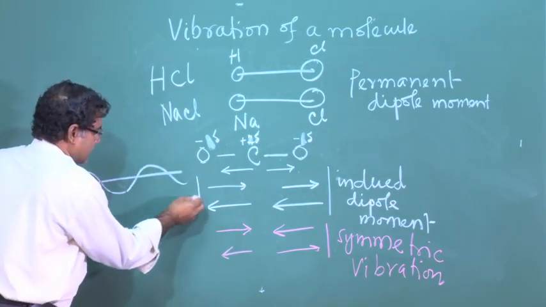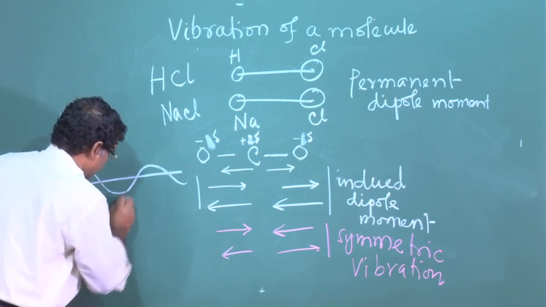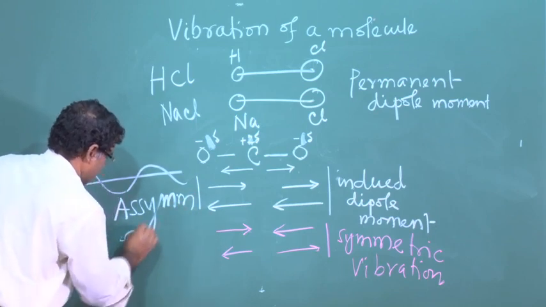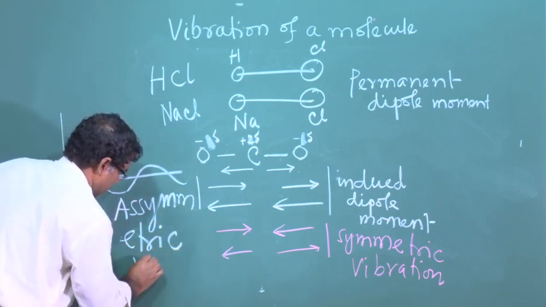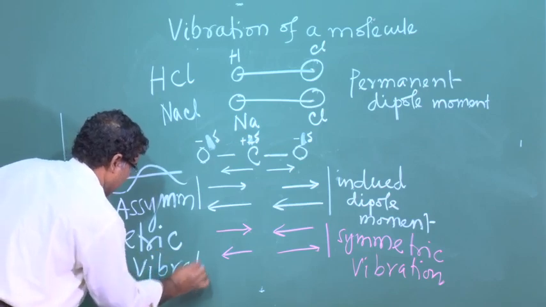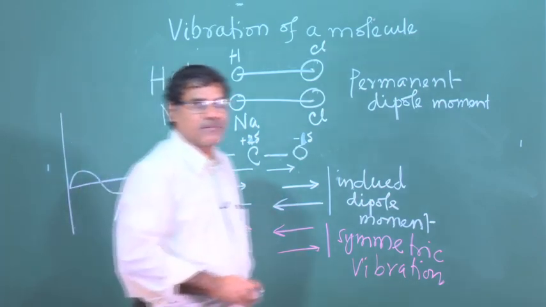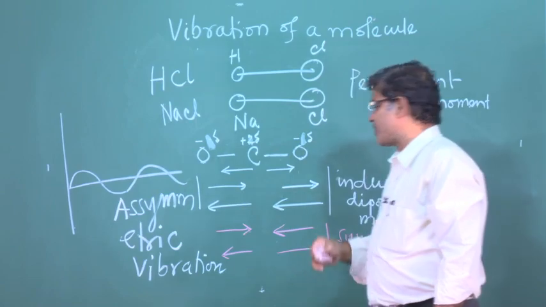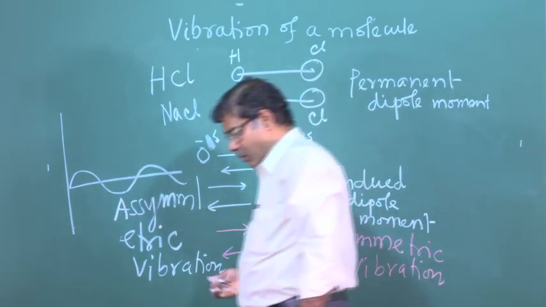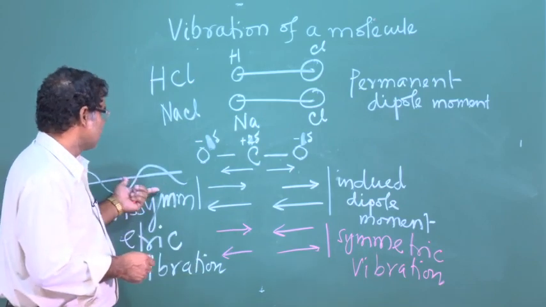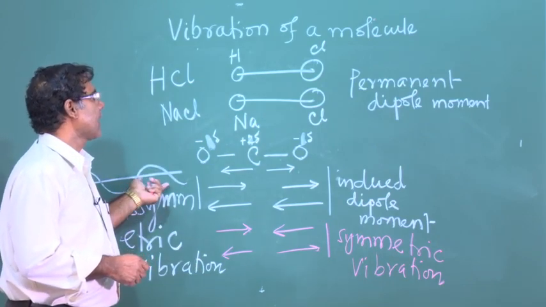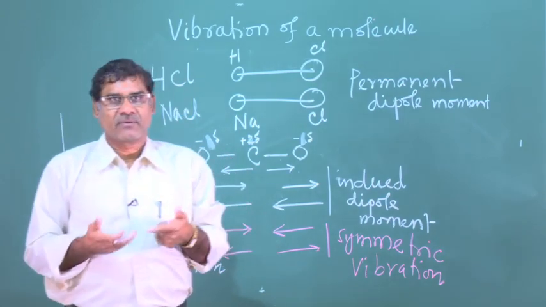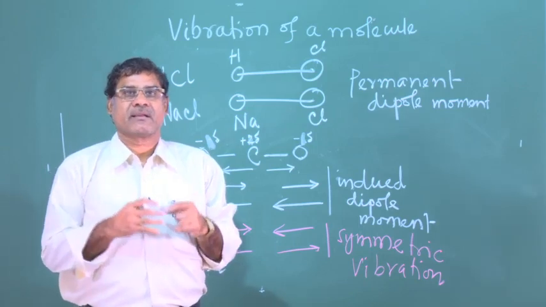This is basically asymmetric vibration. Okay. So, in case of asymmetric vibration, there will be a change of dipole moment, fluctuation of dipole moment with time. So, then it will be an infrared active molecule. Okay. So, it depends on whether it will be infrared active or not.